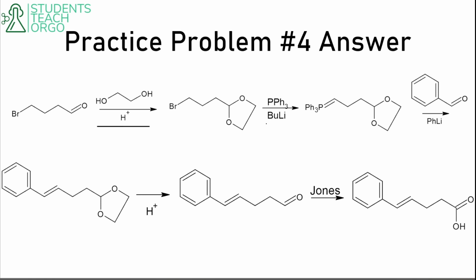Then this is how I made an ylide. So first we used the SN2 attack, and then we used butyl lithium to deprotonate to create that double bond. Then we attached the phenyllithium here to get this E configuration. And then all I did was Jones at the end. So H plus to remove the protecting group, and then Jones at the very, very end to get that carboxylic acid.